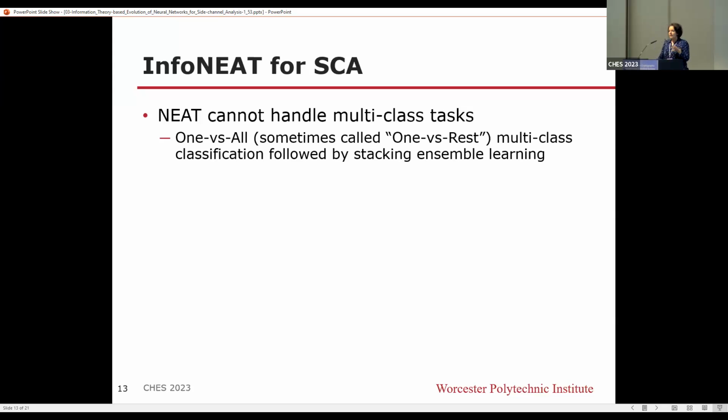Okay, till now we have been just improving NEAT, but what about side channel analysis? That's the next part of the title of the paper. In fact, one cannot use NEAT plug and play for side channel analysis. Why? Because NEAT by itself has been created to tackle binary problems. For problems with multi-class, it is not applicable. It cannot just work on those problems.